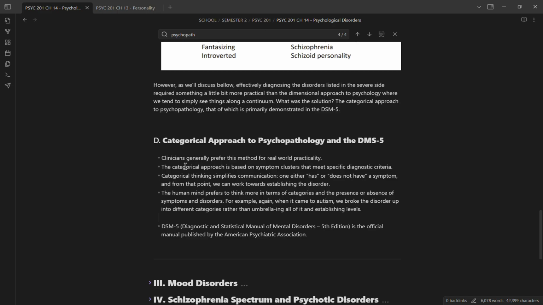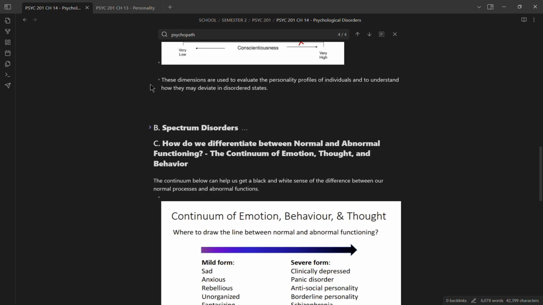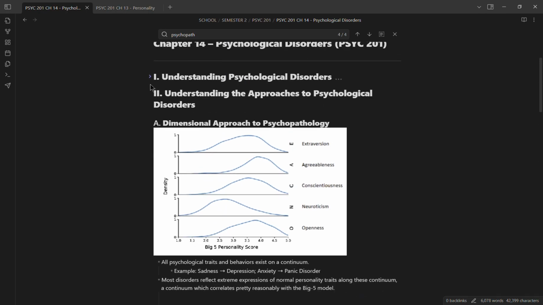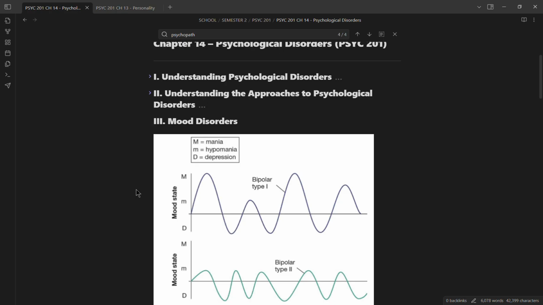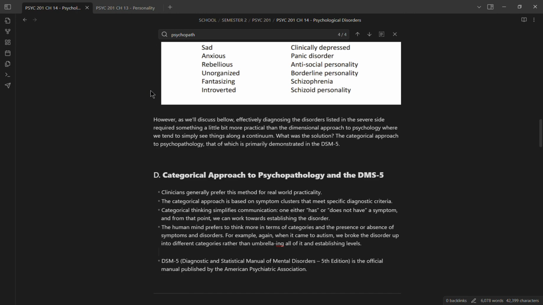Just a quick note, what is the DSM-5? The DSM-5 is the Diagnostic and Statistical Manual of Mental Disorders. It is the official manual published by the American Psychiatric Association. So that is understanding the approaches to psychological disorders and understanding psychological disorders generally. Now finally we're going to get into mood disorders.